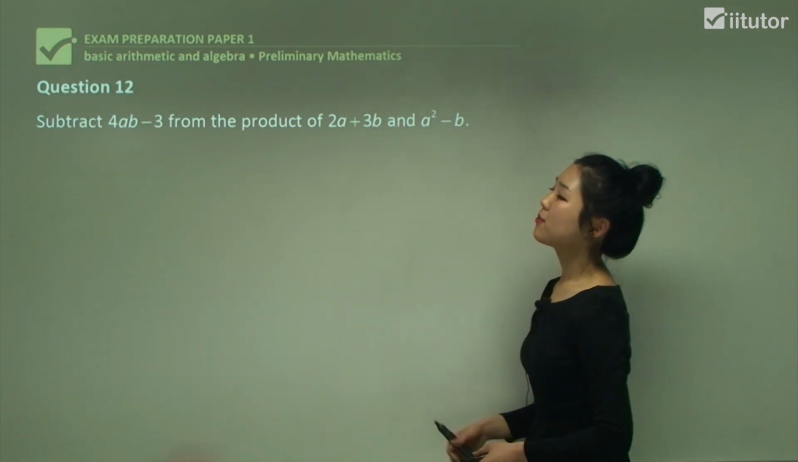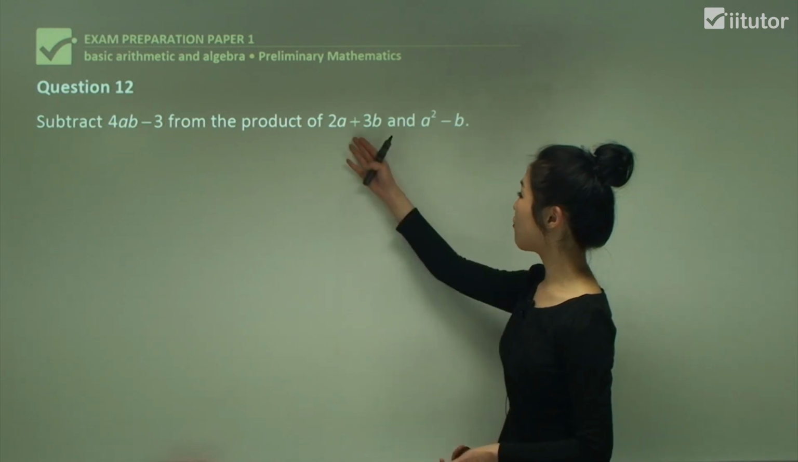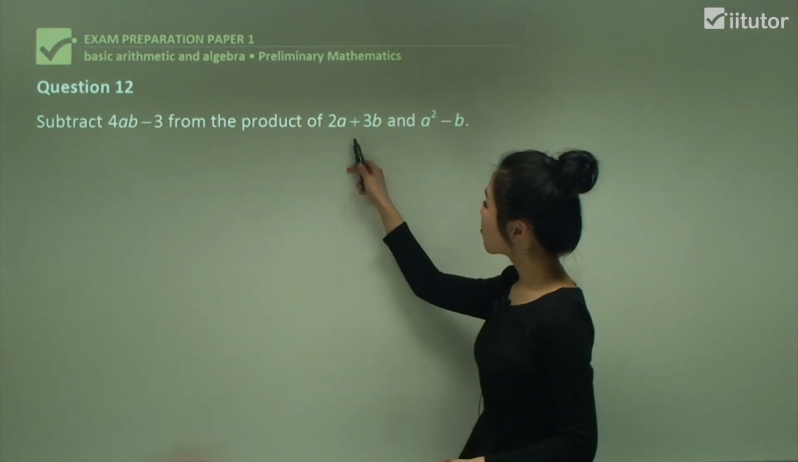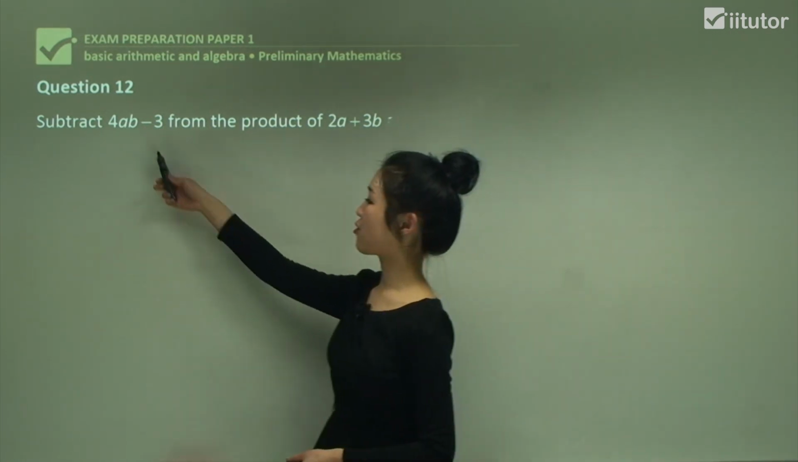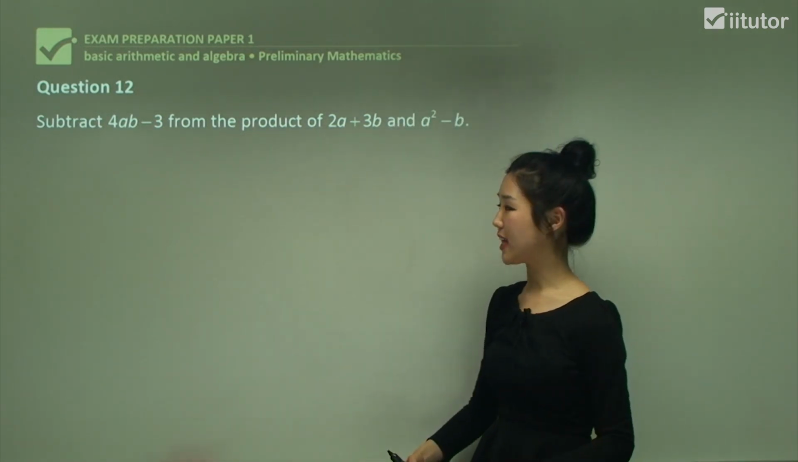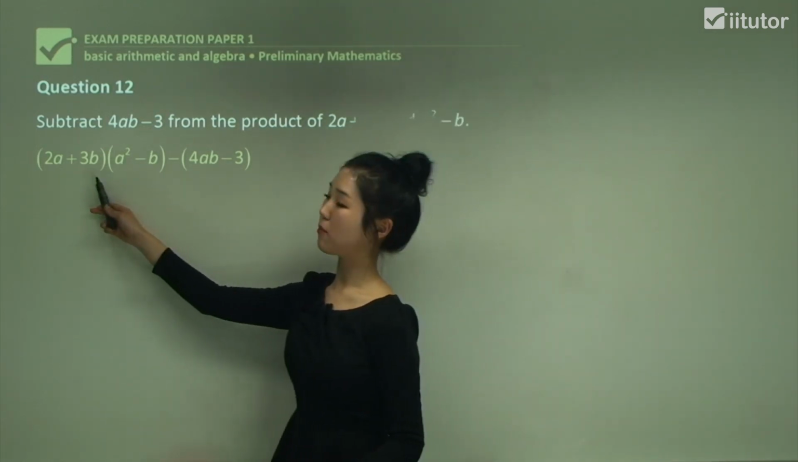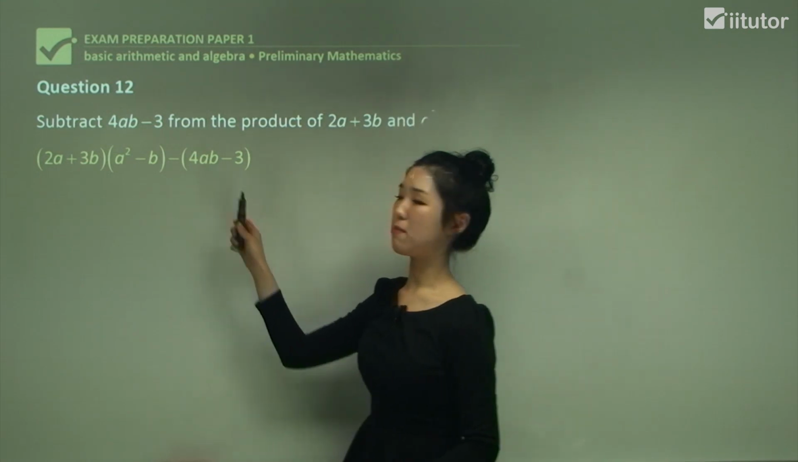Question 12. Subtract 4ab minus 3 from the product of these two expressions. So I'm going to find the product of these two, and then from that solution, I'm going to subtract this expression here. If I write this out all together, I should have something like this. I multiply these two together, just using brackets, and I'm going to subtract 4ab minus 3.